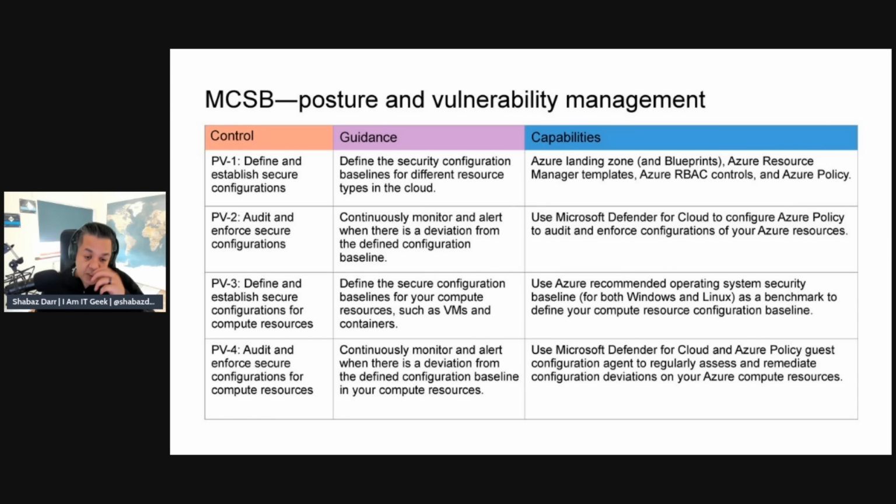PV1 is define and establish secure configurations. The security principle around this is you need to define the security configuration baselines for different resource types in the cloud. Alternatively, you can use configuration management tools to establish the configuration baseline automatically before or during resource deployment, so the environment can be compliant by default after the deployment. From an Azure guidance perspective, you can use Azure landing zones and blueprints to accelerate the workload deployment by setting up configuration of services and application environments, including Azure Resource Manager templates, Azure RBAC controls, Azure Policy, your landing zone, and blueprint definitions as well.